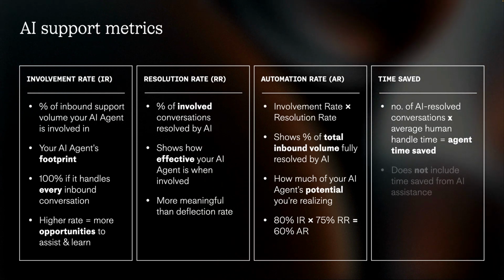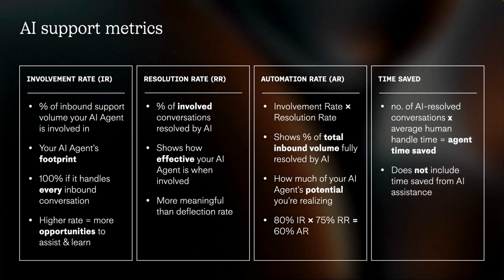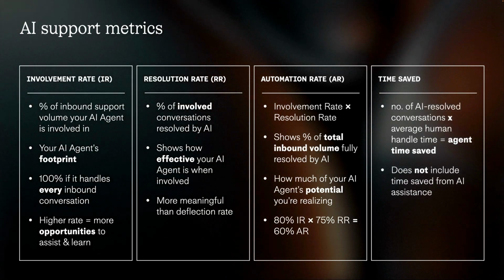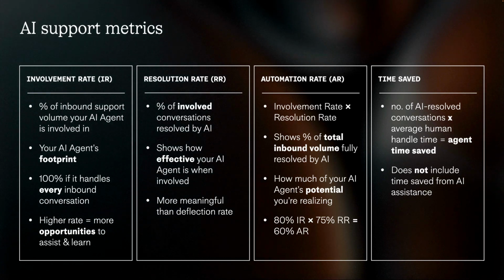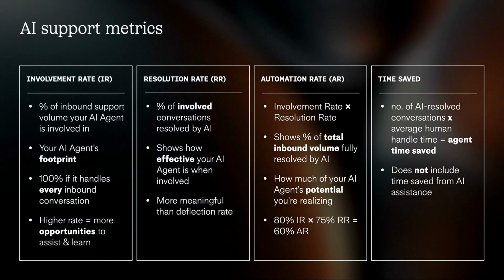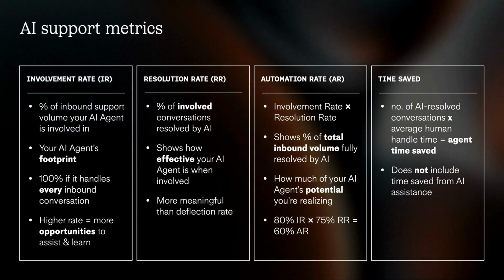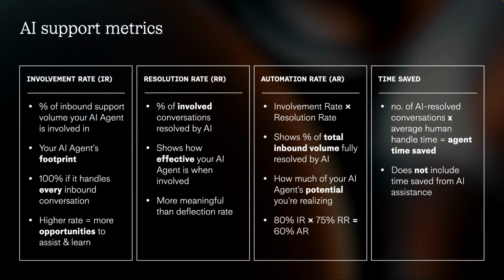And remember, that's a conservative number. It doesn't account for the other ways your AI agent speeds up human-resolved conversations, like verifying identity, gathering context up front, or running the customer through initial troubleshooting steps.